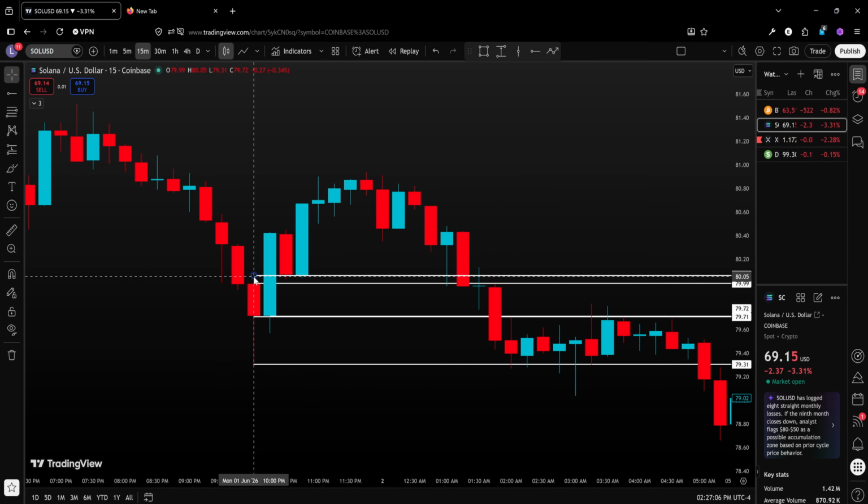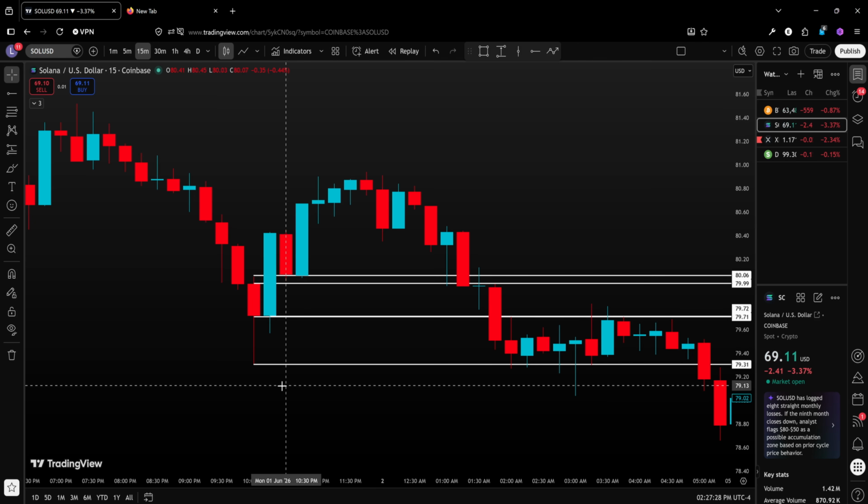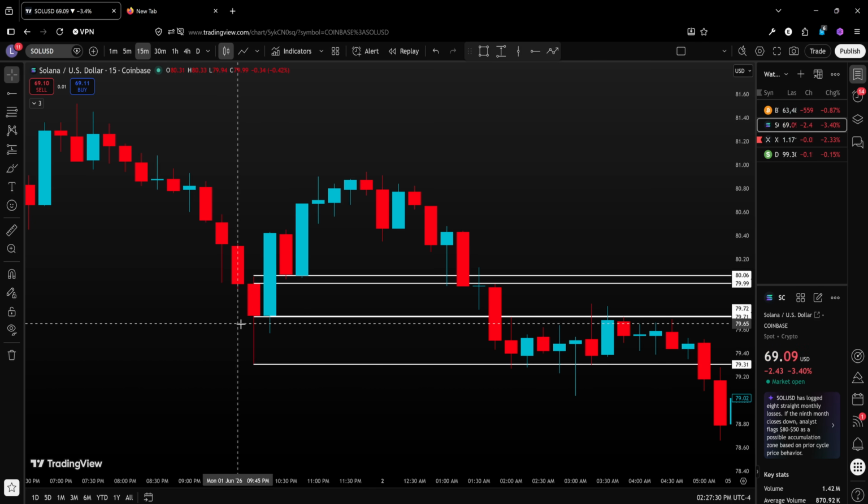Price went all the way up here, but the sellers brought it back down to here. This was the lowest point that it got to, but the buyers, basically the bullish wick people if you want to call it that, brought it all the way back up to here.